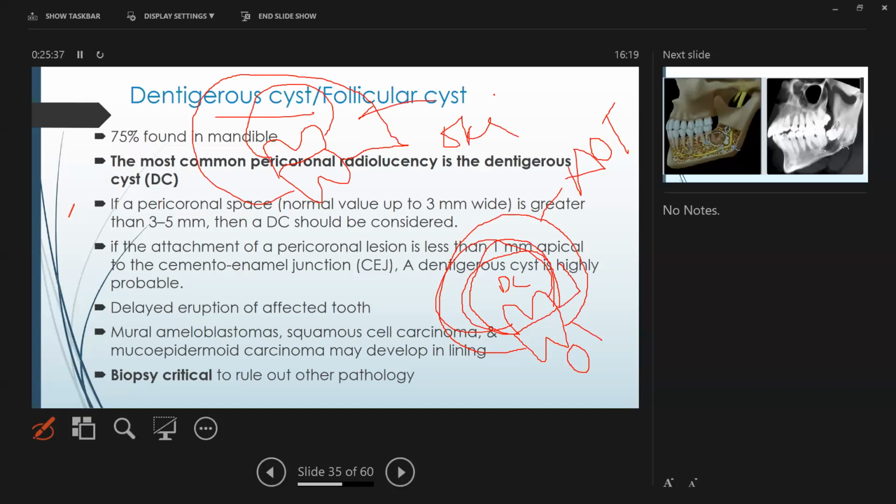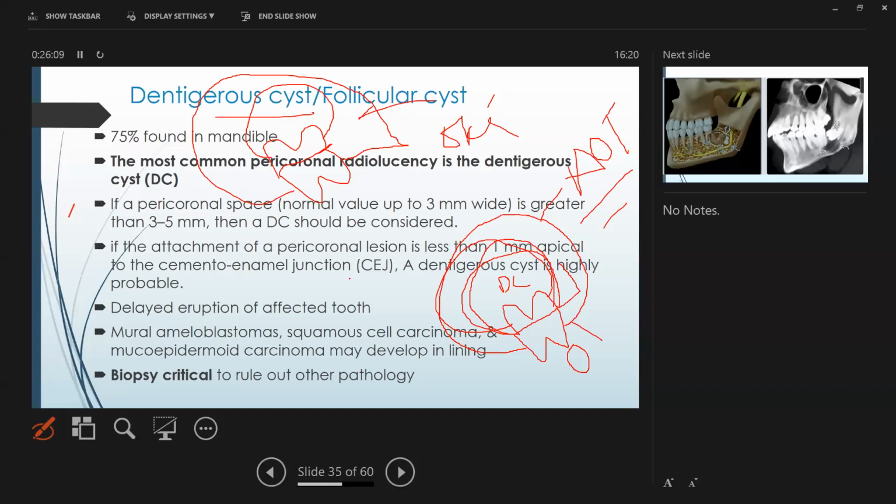Is it clear, my diagrams? So if it is exactly on the CE junction, it is likely to be a dentigerous cyst. If it is only apical, then it is likely to be an AOT, whereas OKC will behave both above and below the CE junction. So this is the CE junction. It will behave either by attaching on the top or by attaching at the bottom. Is this point clear?